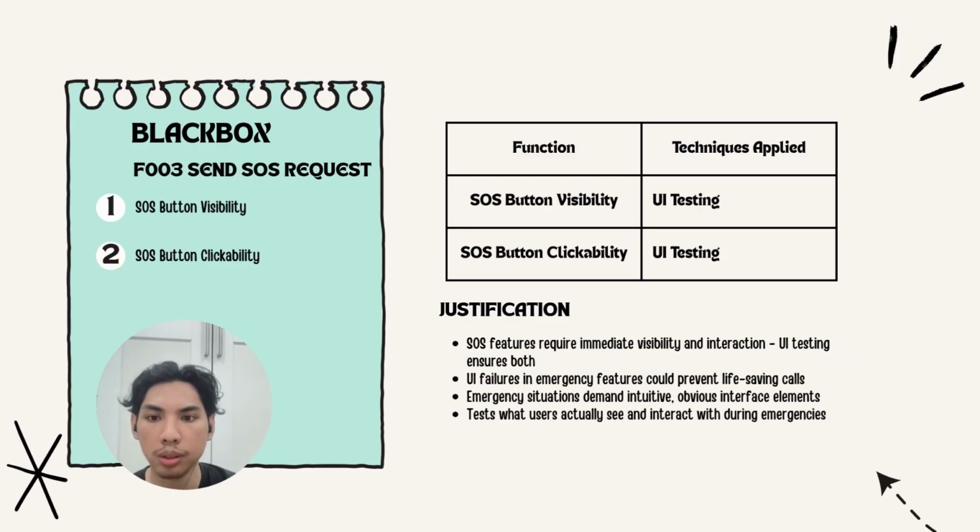Next, for black box testing of F003 send SOS request, we also test two functions: SOS button visibility and SOS button capability. For both of the functions, the technique used is UI testing.